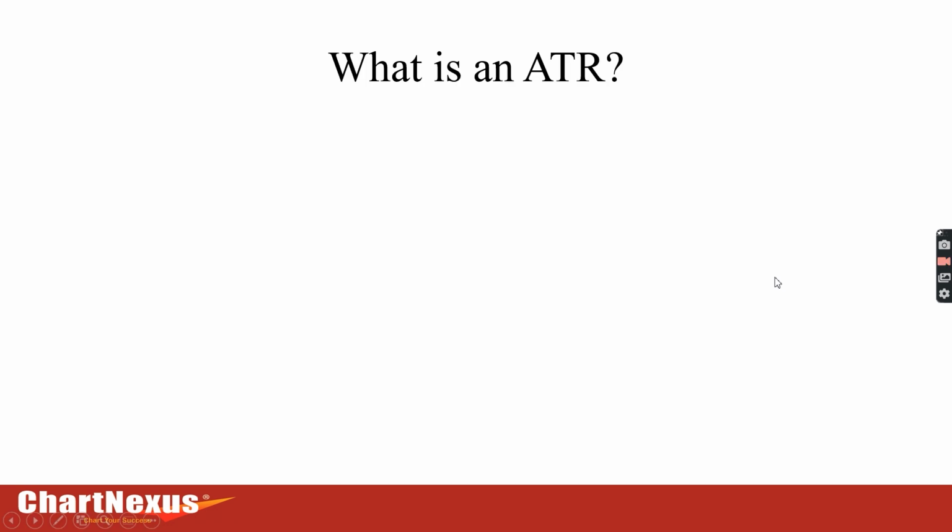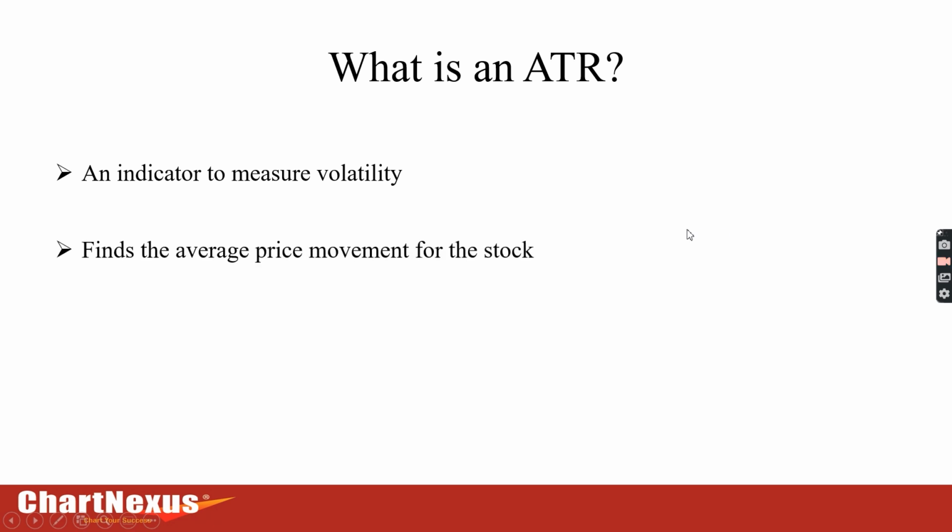So first off, let's start by understanding what exactly an ATR is. The ATR basically is an indicator that measures the volatility in the market at the given moment. All right, so how it does that is it measures the average price movement of the stock given its historical price volatility. So basically, how much the stock has been increasing or decreasing in the past.